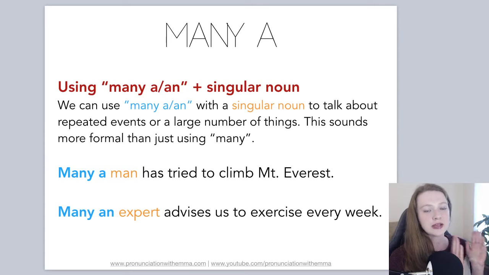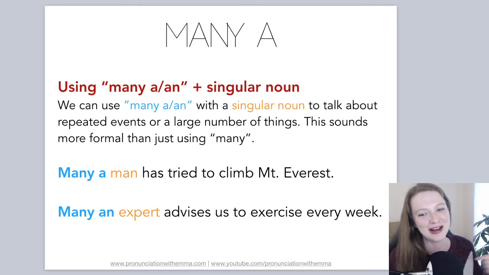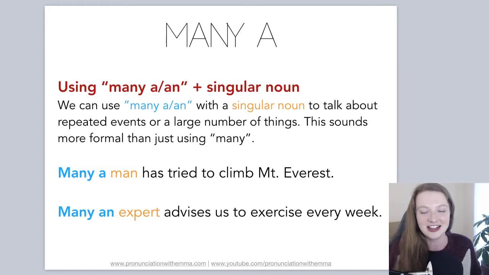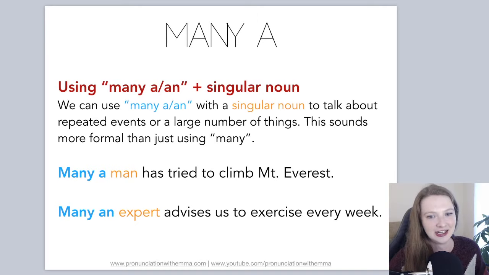So here, we can use many a or many an. So if you're not sure how to use a and an, then you need to go and have a look at my lesson on that, because it's a bit more basic. I'm going to assume that you understand when to use a and an, because this is an advanced lesson, okay? We can use many a or many an with a singular noun to talk about repeated events or a large number of things. So this sounds more formal than just saying many. For example, "many a man has tried to climb Mount Everest." "Many an expert advises us to exercise every week."